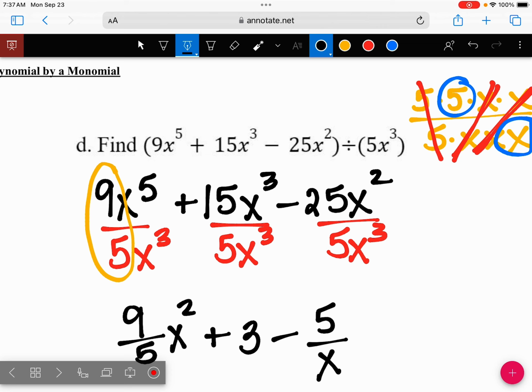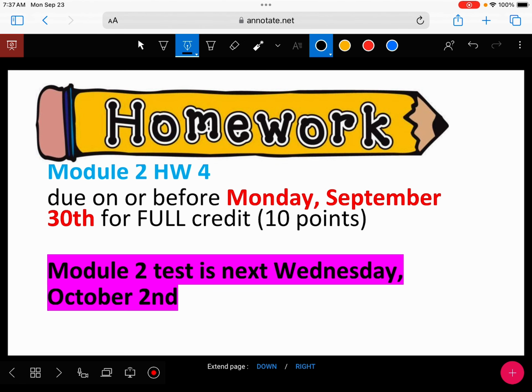Okay, so homework 4 is division. We're actually going to work on that this whole week. The only questions you can do right now are the first 2. And can you write that it's due next Monday, September 30th for full credit. We also have a test next week on Wednesday.